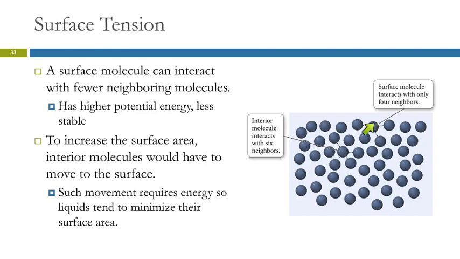So this molecule on the surface has higher potential energy. It's less stable than the ones on the inside. If we want to increase the surface area of this liquid, maybe to put something into it that would increase the surface area, we're going to have to push some of the water out of the way, right? And that's going to mean that a bunch of molecules that were on the interior are now on the surface. It doesn't like to do that because that increases potential energy. So liquids tend to minimize their surface area.